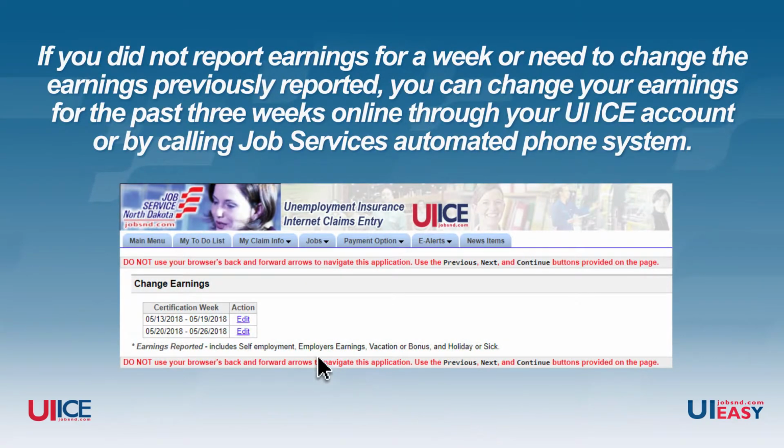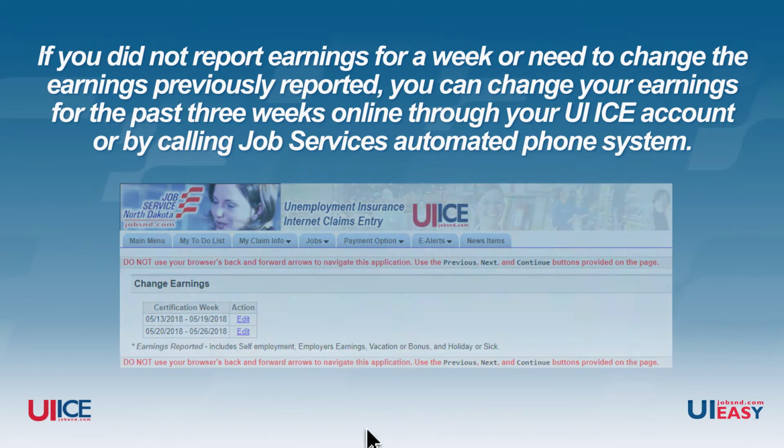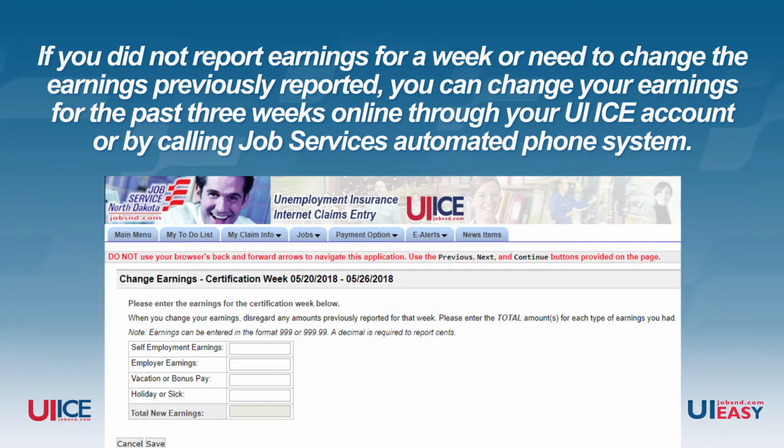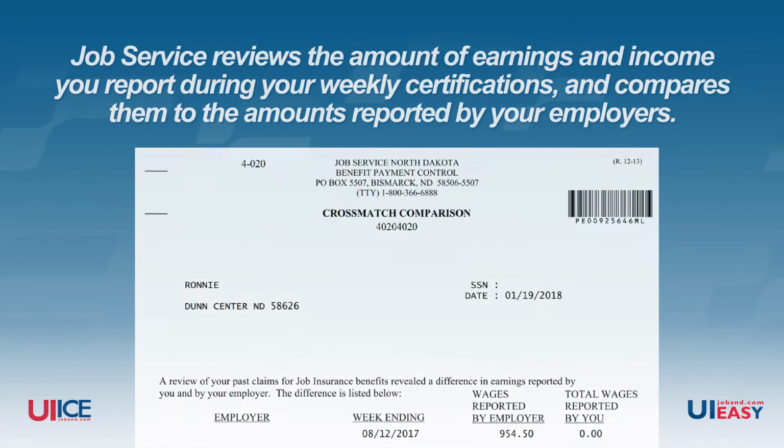If you did not report earnings for a week or need to change the earnings previously reported, you can change your earnings for the past 3 weeks online through your UI ICE account or by calling Job Service's automated phone system. Job Service reviews the amount of earnings and income you report during your weekly certifications and compares them to the amounts reported by your employers.